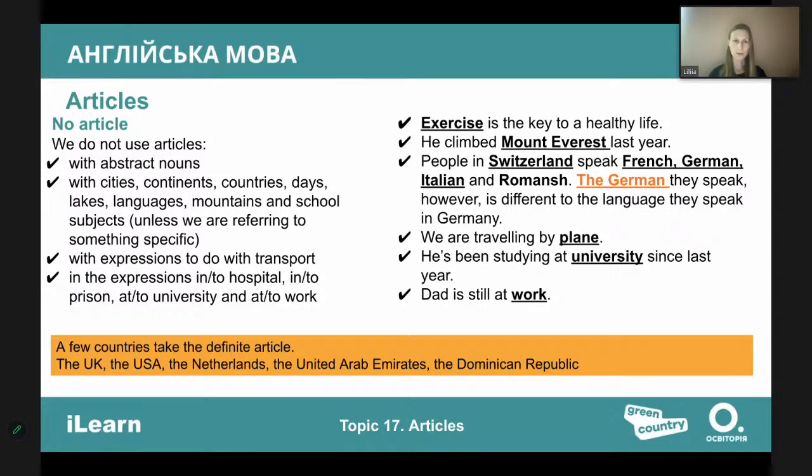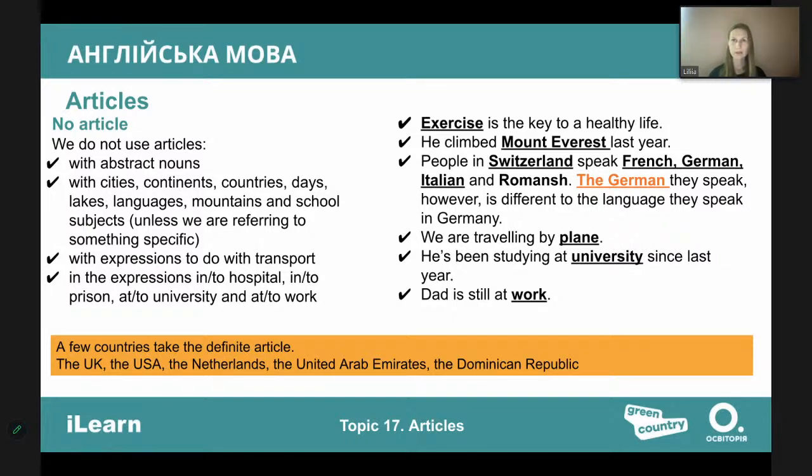Also, we don't use any articles in expressions with transport. So we, for example, travel by plane, by car, by ship, and so on. Then, when we are at home, at school, at work, at university, and also if some criminals are in prison or in hospital as a patient, в ролі пацієнта, then no article.